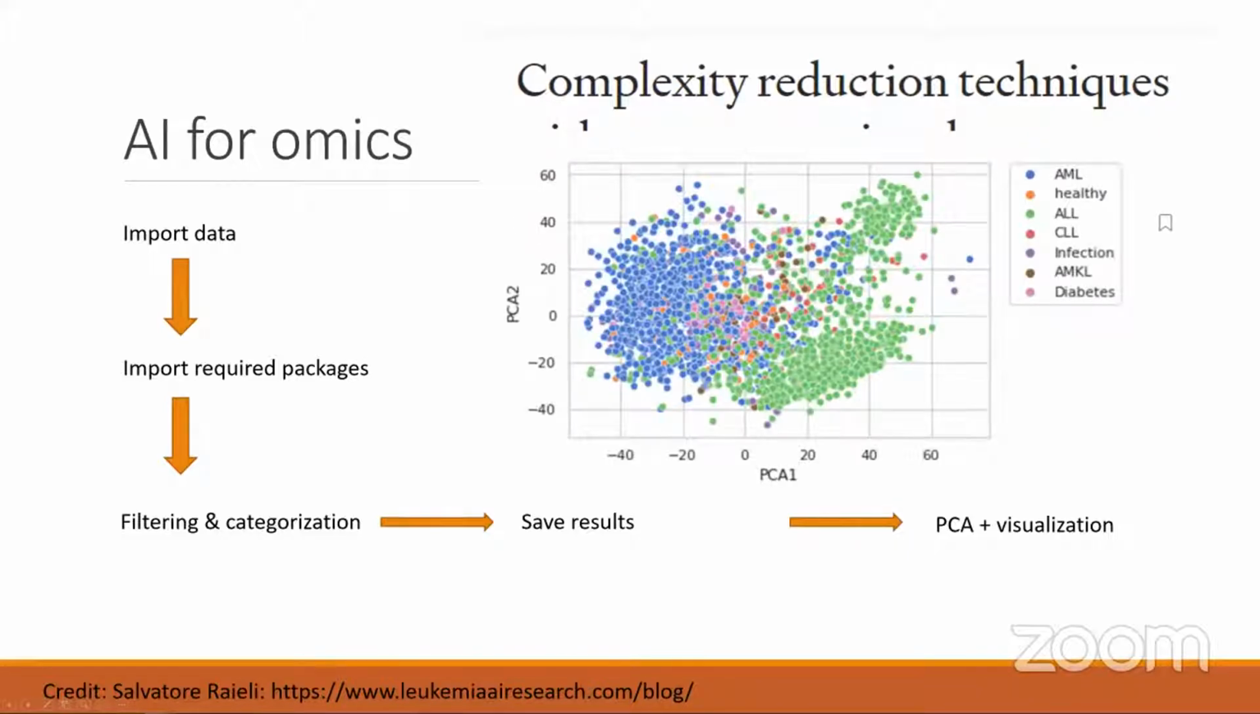So with this unsupervised principal component analysis, what we will end up with is a different set of data classified according to acute myeloid leukemia, healthy patients, acute lymphoblastic leukemia, and other kinds of genetic data obtained from this data set.